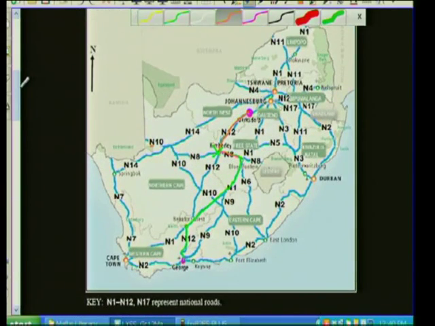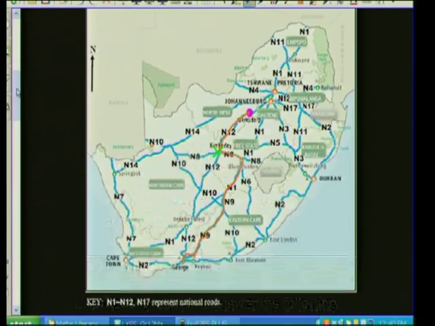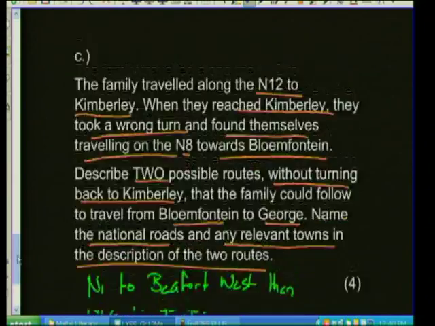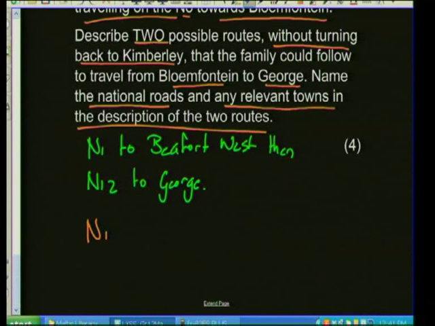Right. So now we can carry on. Well, we delete that. Right. We'll take the N1. Then maybe we can take the N9 and carry along the N9 all the way till George. So we can go on the N1 and then the N9. So that's the second route. Take the N1 and then follow the N9.